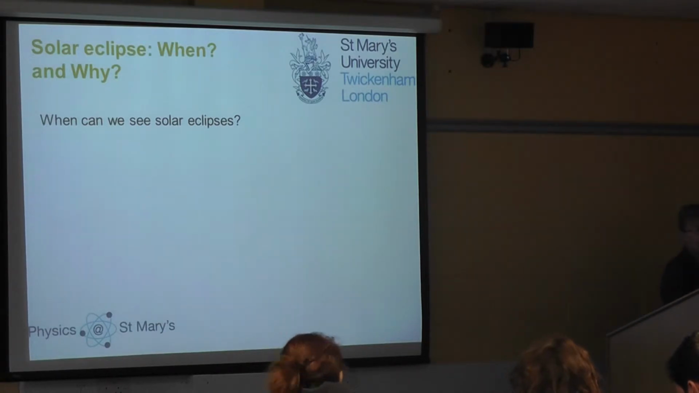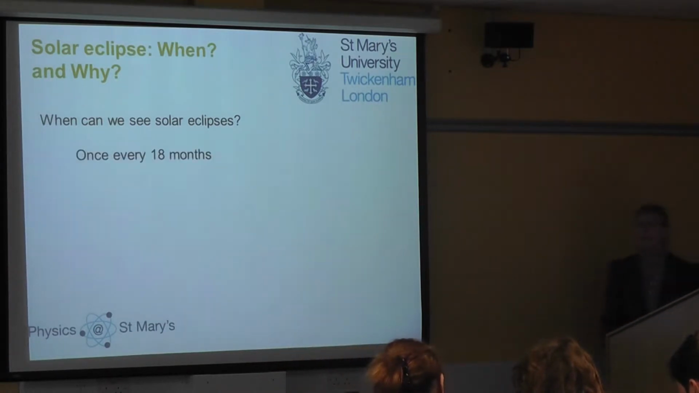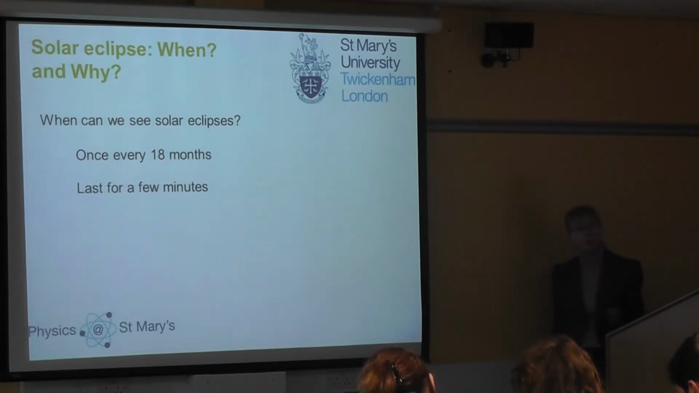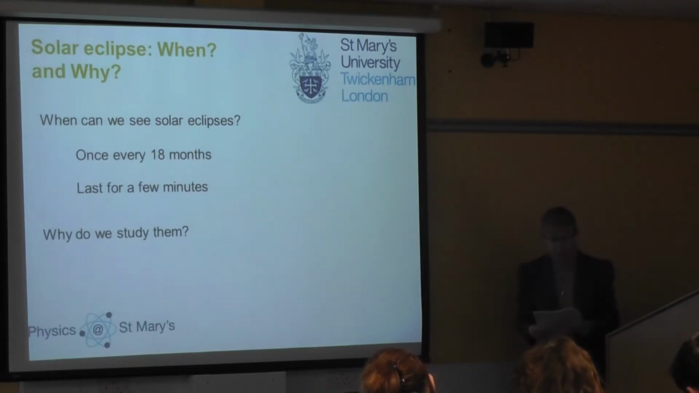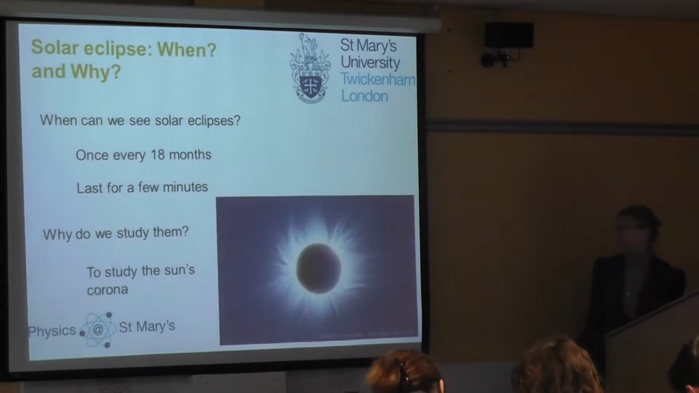So the solar eclipses happen once every 18 months. They last for a few minutes. As we were saying, they last between 7.5 and 12.5 minutes. And the reason why we bother to study solar eclipses is because, as I said earlier, we can study the sun's corona.